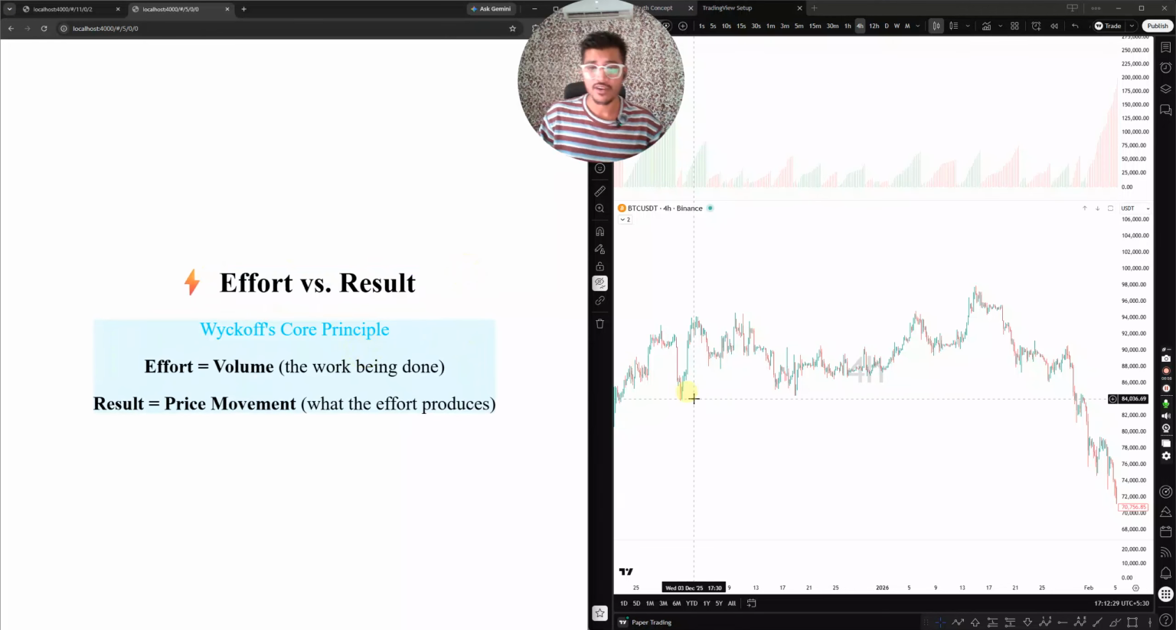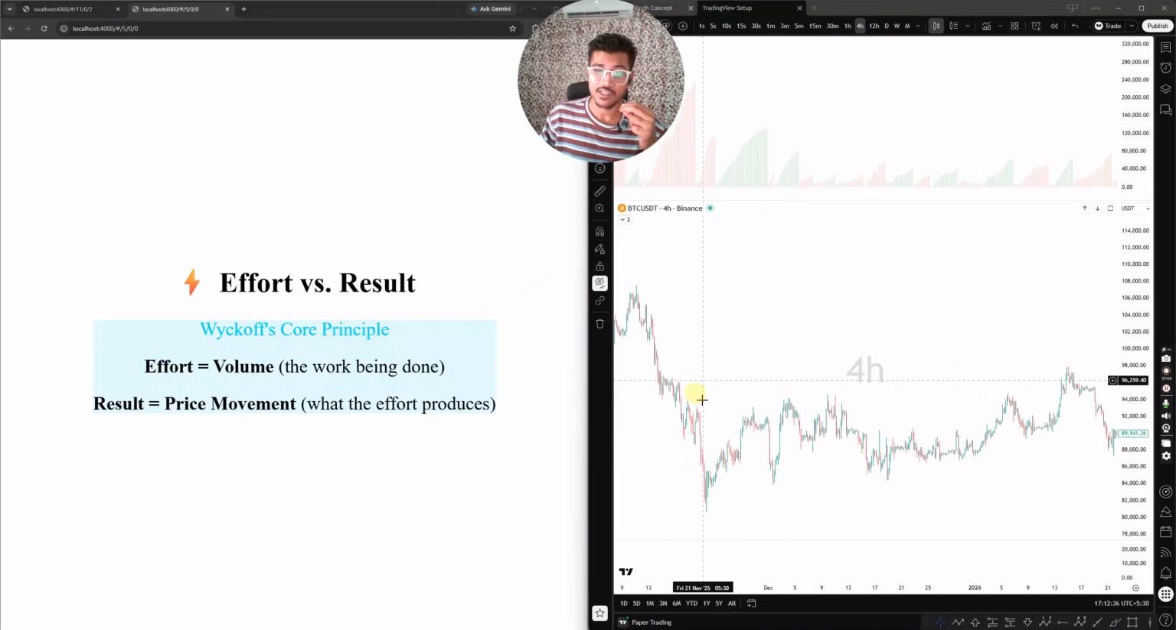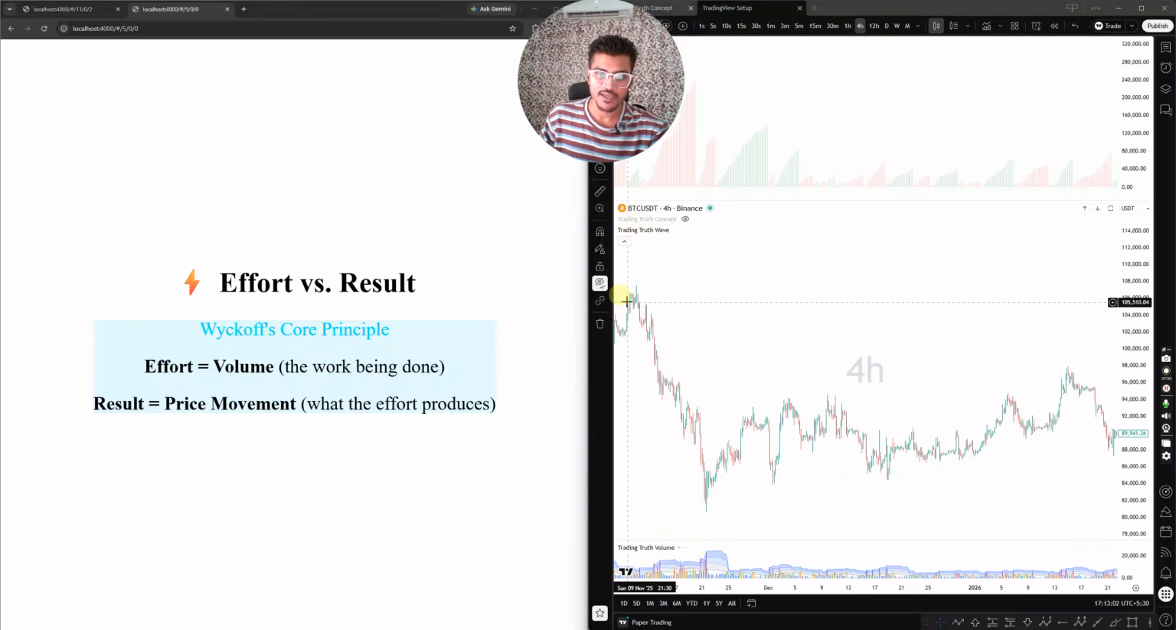So what is our effort? Effort here is the volume. Okay, the work being done. You can see the effort of this move, this much, right? Result is the price movement. Okay, what the effort produces. So imagine all these big blocks pushing prices up, up, up. So this was the effort that got applied in the market, and that effort, you can see it here.